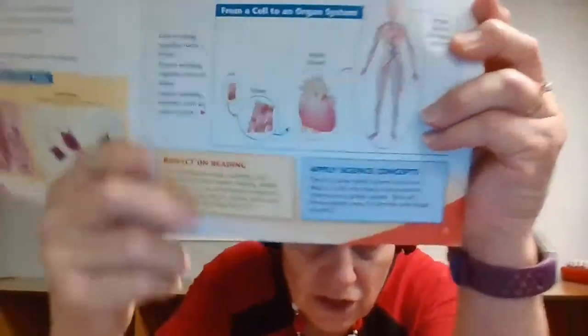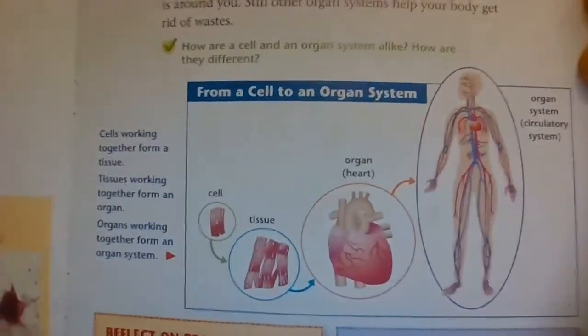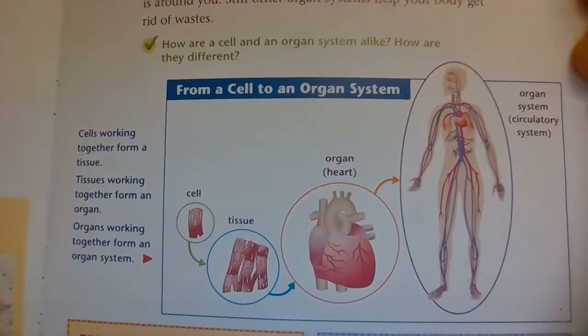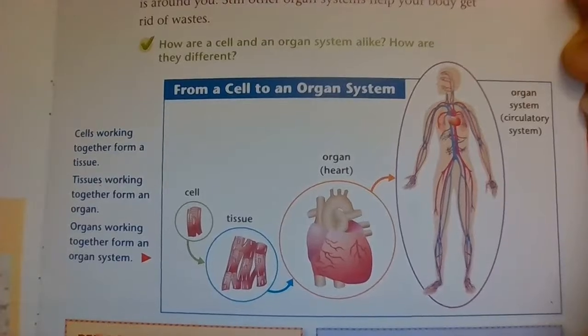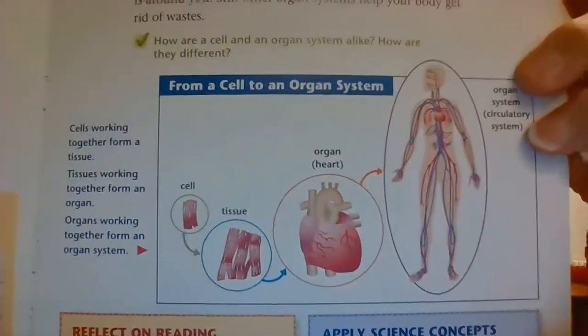All right, so here is the picture of what I was just talking about. Let me bring it close so you can see it. We have a cell, which is the basic building block, and then a bunch of cells make up tissues, and different kinds of tissue make up organs, and then organs make up organ systems, which make up the human body. All right, I am going to pull out my PowerPoint.